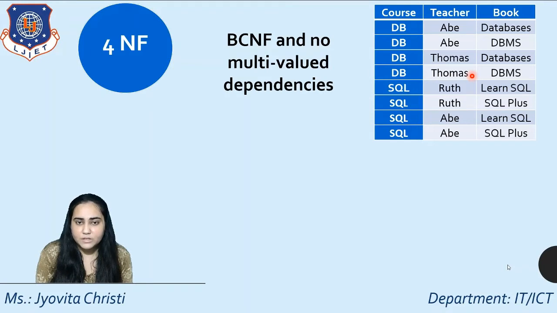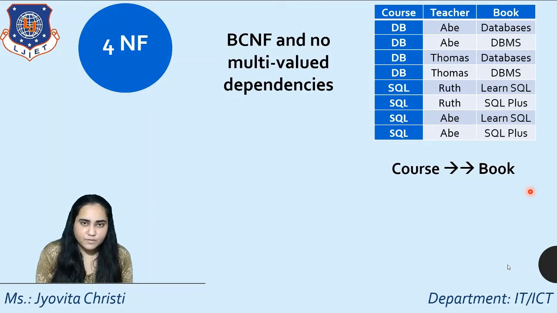This type of dependency is called multi-valued dependency, and it is written in this manner. We write course and we put a double arrow and write down book. So this is read as course multi determines book.